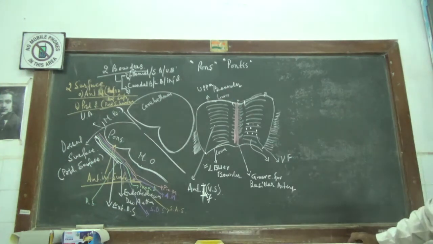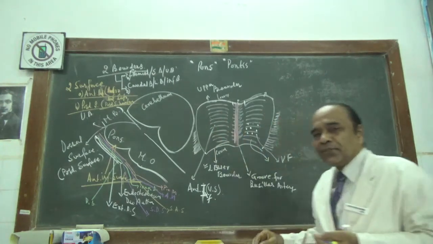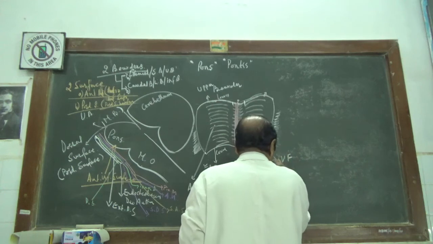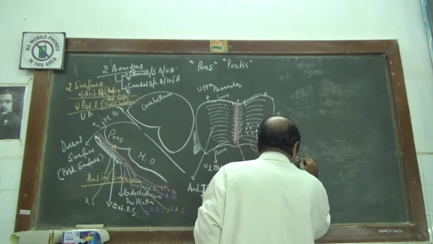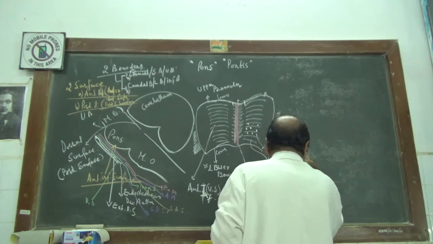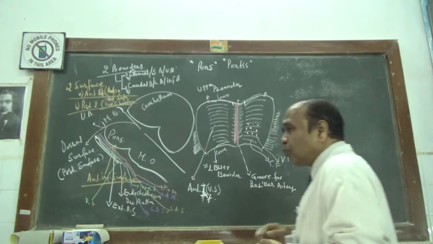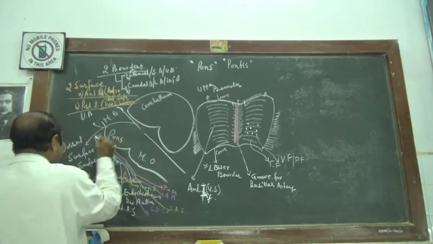In these you have corticopontine and corticonuclear tracts present. Because of that, these fibers are formed. These are called pontine fibers. Pontine fibers.